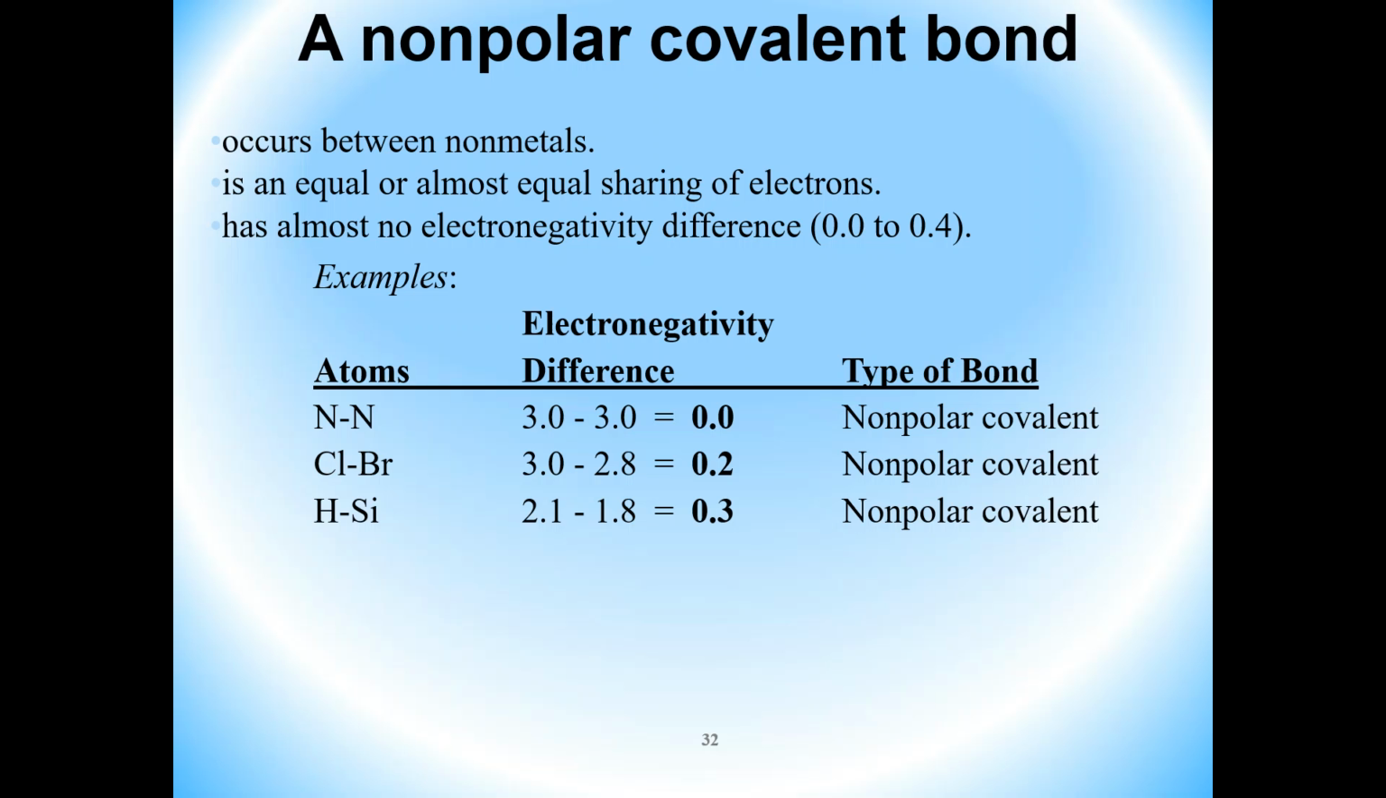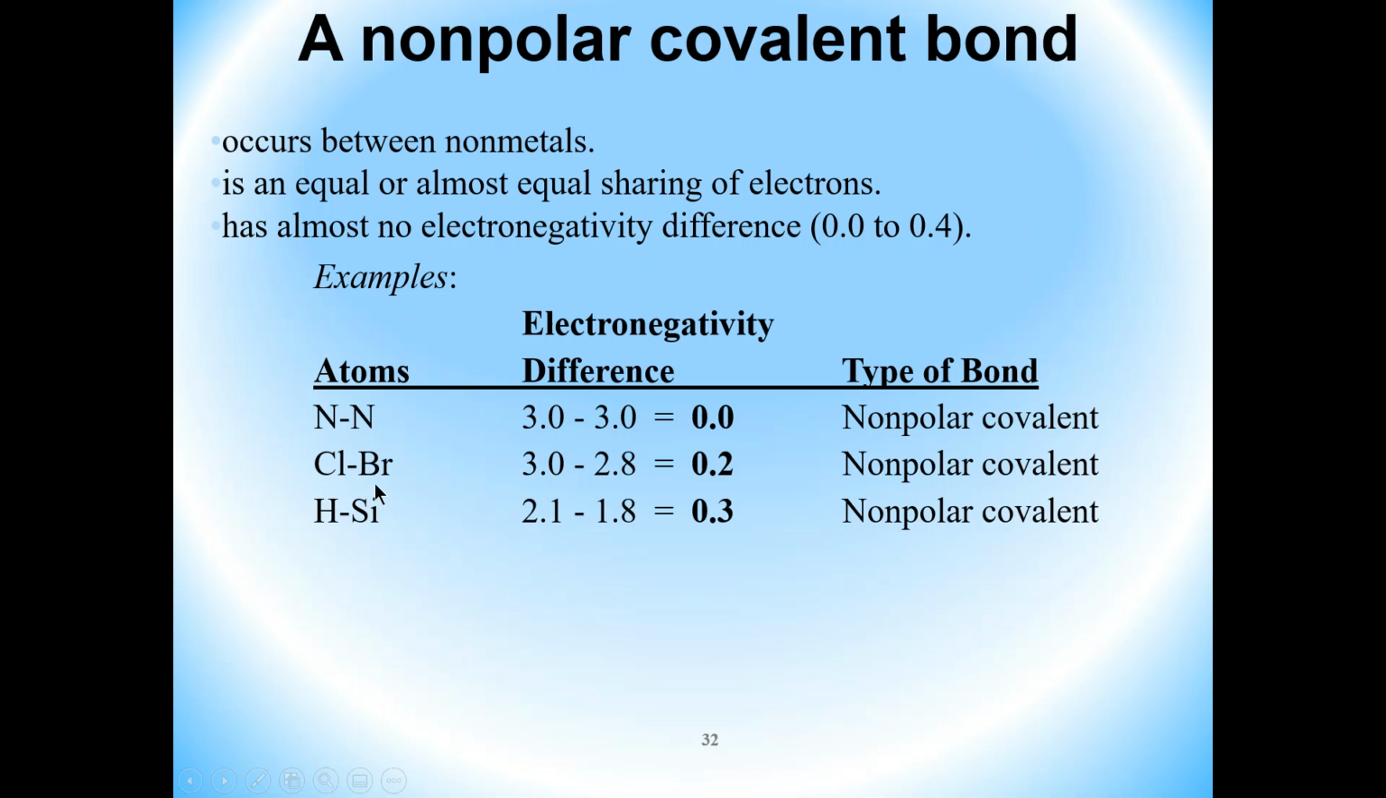So let's talk about nonpolar covalent bonds. What's the criteria that we use to establish that a bond is nonpolar covalent? Well, for one, if you have a bond between two nonmetals, and there's an almost equal, if not equal, sharing of electrons, then if the difference in electronegativity ranges from 0.0 to 0.4, the bond is, for most purposes, considered to be nonpolar covalent. Some examples are shown here. Obviously, if you have two identical atoms, then the difference would be 0, so that would be nonpolar covalent.